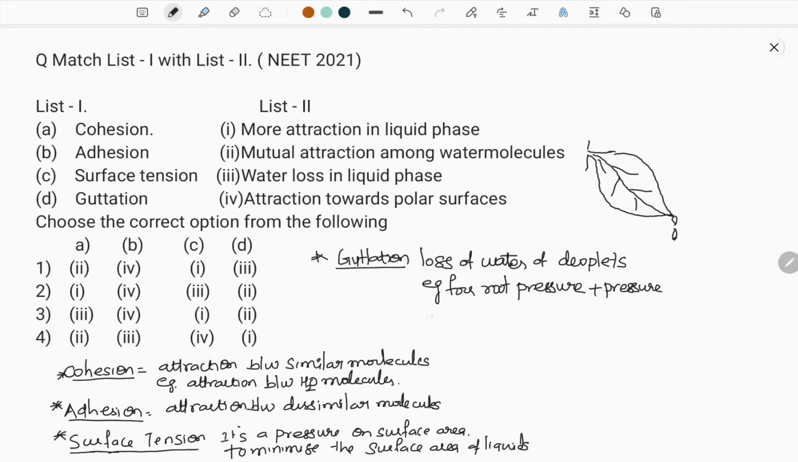Guttation takes place through a tissue called epithem. It takes place through some stomata. These stomata are called water stomata, and there is another structure called epithem, and the total area is called hydathodes.